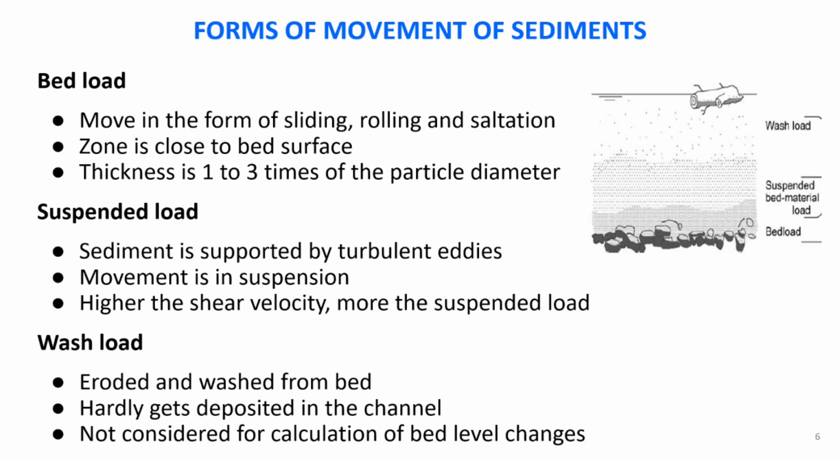So, the movement of sand takes place in three forms. One is the bed load, then the suspended load, and then wash load. What is bed load? In the form of bed load, the sand will be moving in the form of sliding, rolling or saltation. The zone is closer to the bed surface. Thickness is about 1 to 3 times the particle diameter, I mean d50.